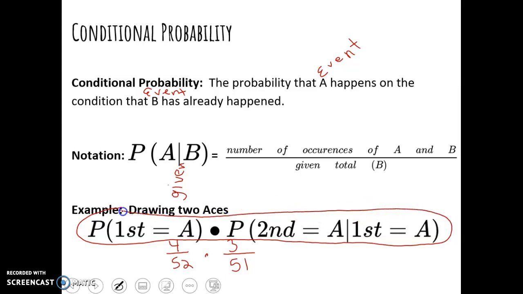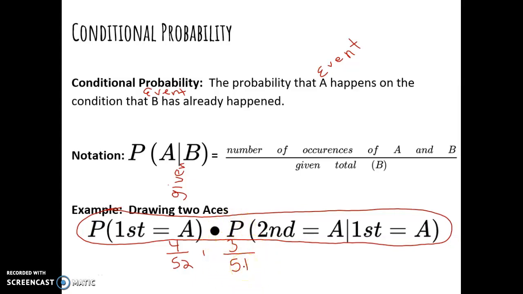So if you look here at the example, this is how we would write the notation out to set it up. You would still multiply down here to get your answer, but I just want to show you that what you're doing is you're finding the probability that the first card is an A, or an ace, and then multiply that times the probability that the second card is an ace, given that the first card was an ace. So given that the first one was an ace already occurred, and that's what changes that second probability.